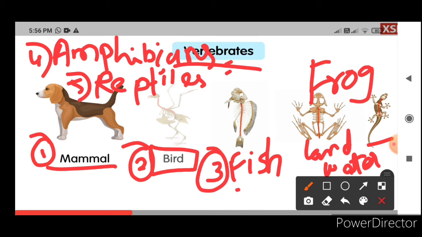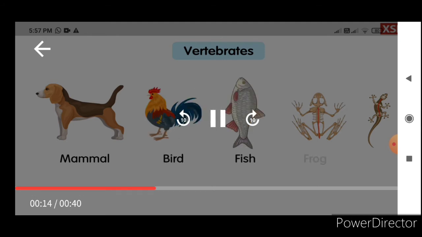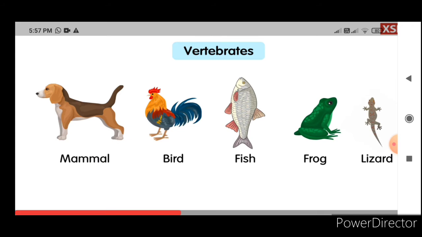So vertebrates are further divided into fishes, amphibians, reptiles, birds and mammals. The first group is fishes, which live in water, and the next one is amphibian, which can live both in water and on land. Example, frog. And the next one, reptiles, which have dry scale on the body, and the next groups are birds and mammals. So the developed animals are mammals because their brain and their heart are well developed, right?